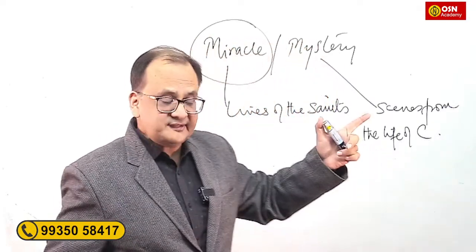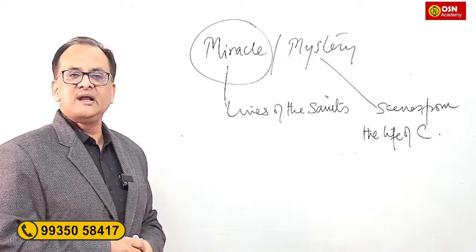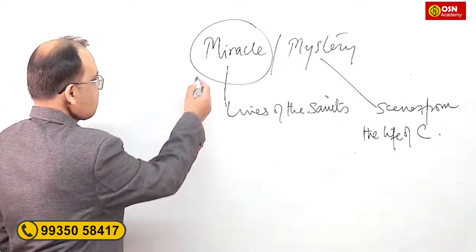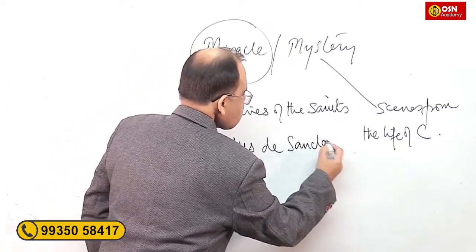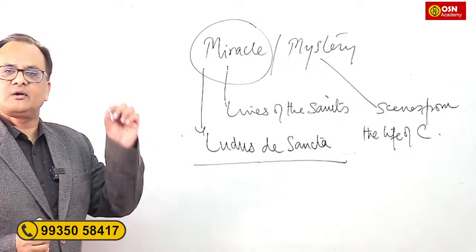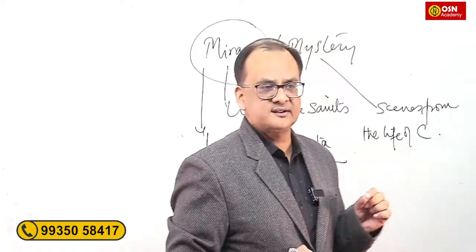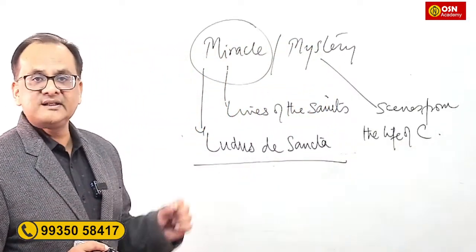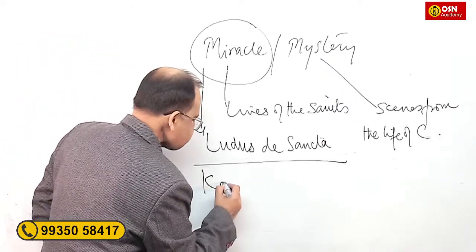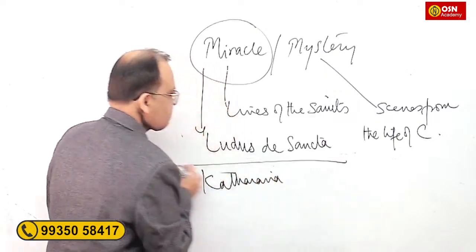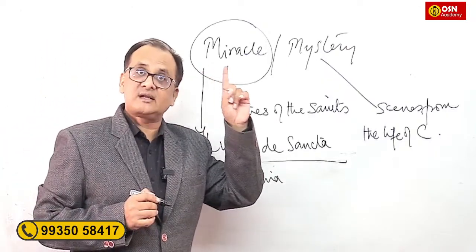And yes, the earliest miracle of which we have any record in England is the Ludus de Sancta Katharina, which was performed in Dunstable about the year 1110.